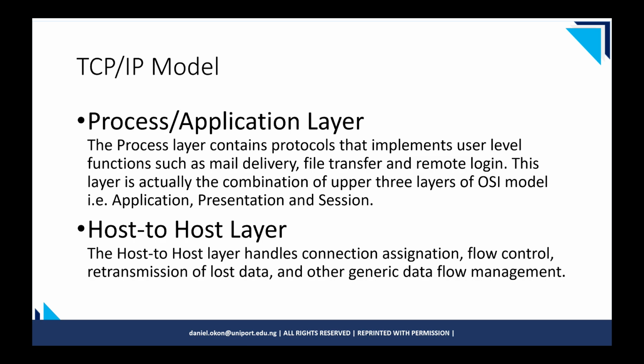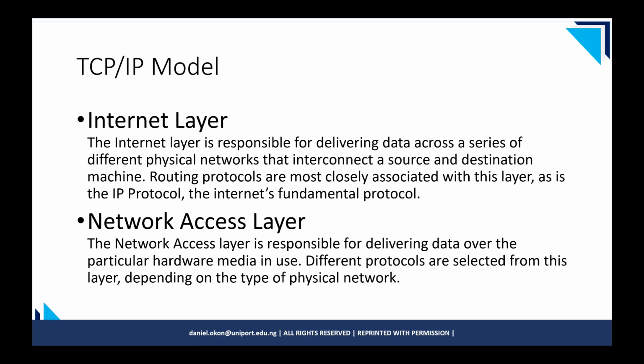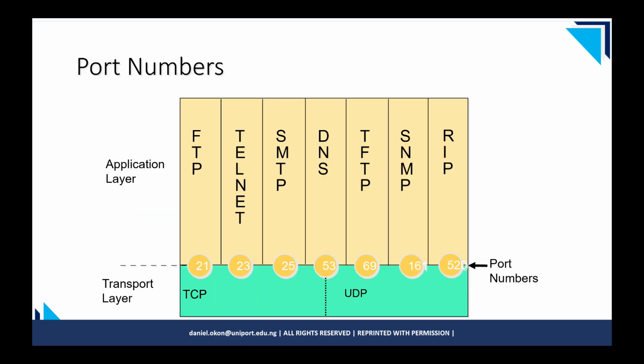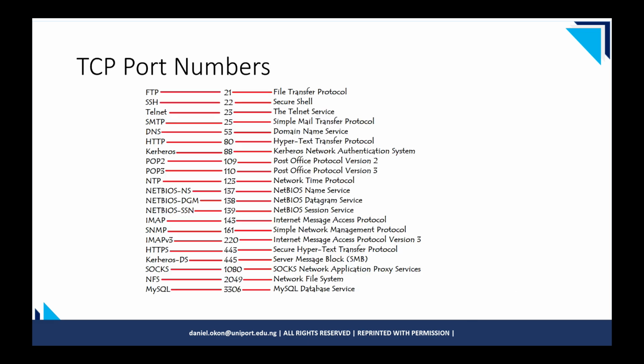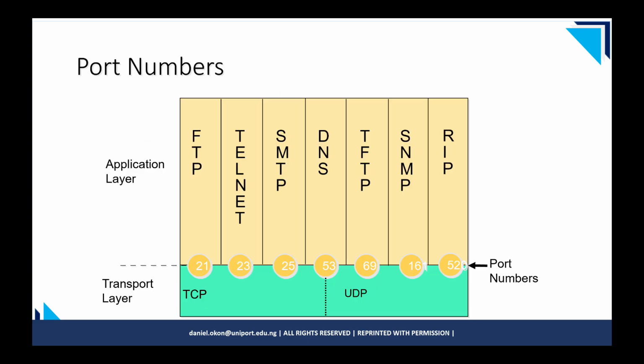So in the TCP layer, we have what is called the TCP model. We have the application layer that contains protocols that implement functions such as delivering of email, browsing of websites, logging in, and so on and so forth. Internet is simply delivery of data from one process to another. Please, I'll still skip this and go on to what is called port numbers.